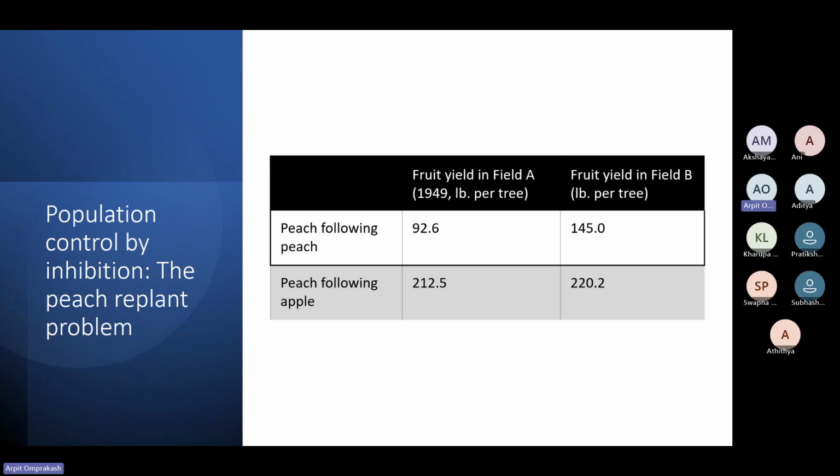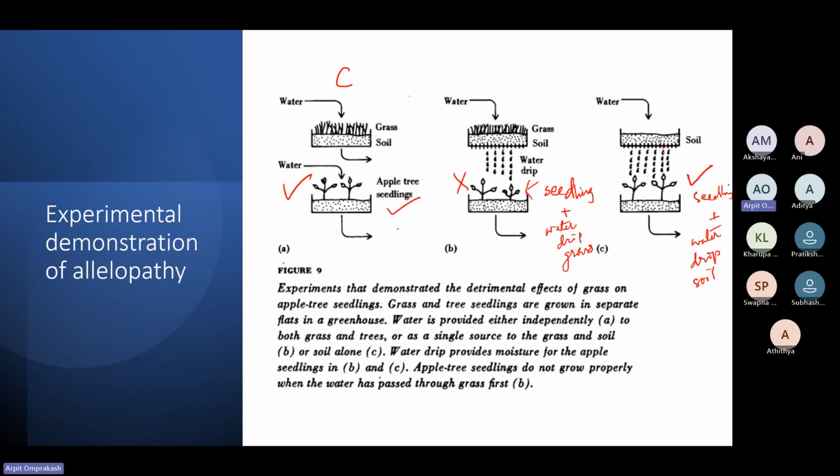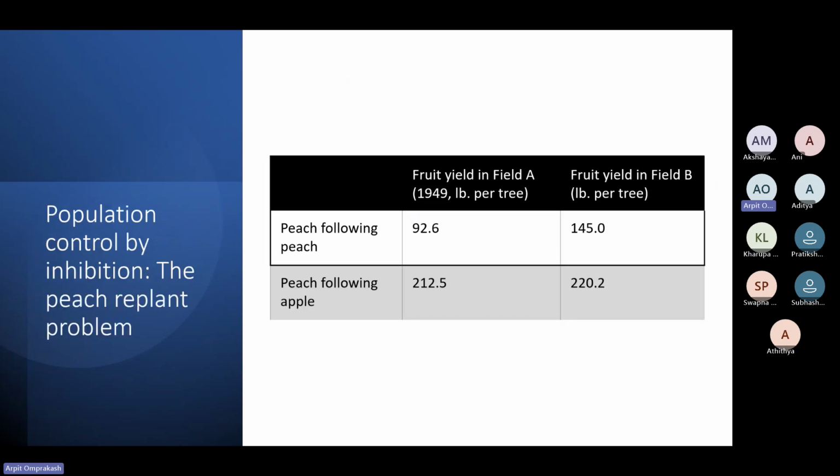Right. Another study that people did to see this allelopathy, so this is like interspecific allelopathy, where basically grass is preventing the growth of apple tree seedlings because it does not want any competition in the same area, right? But we can also have allelopathy that is found in the same species, right?